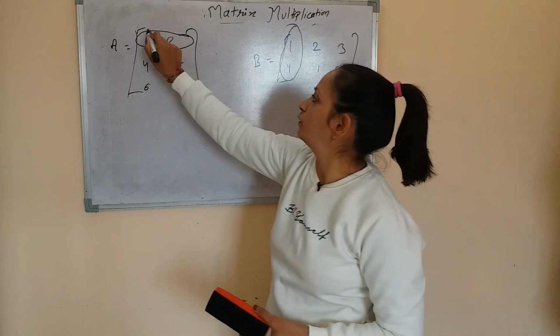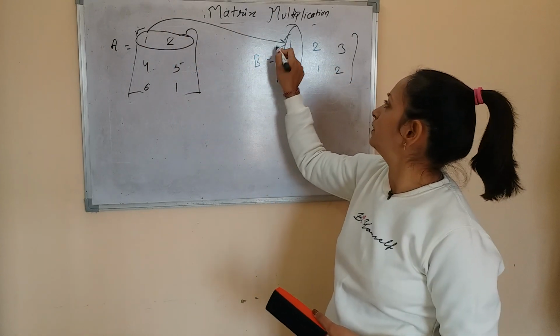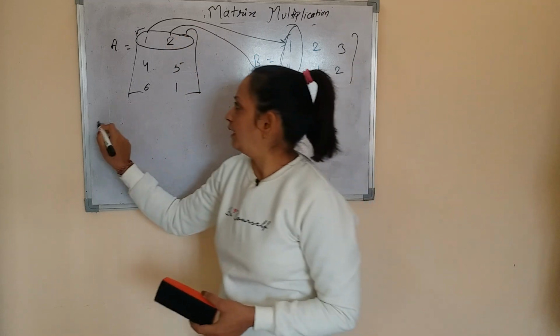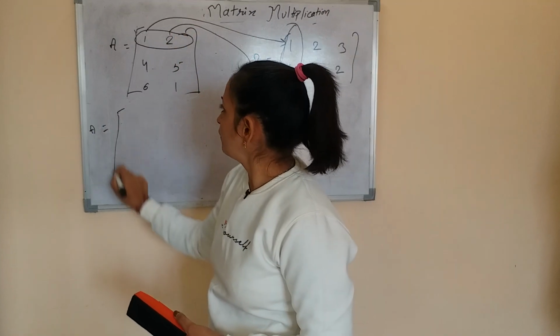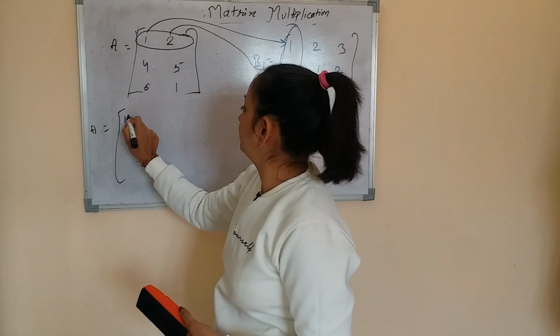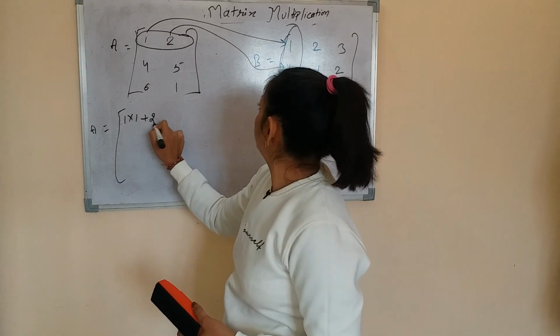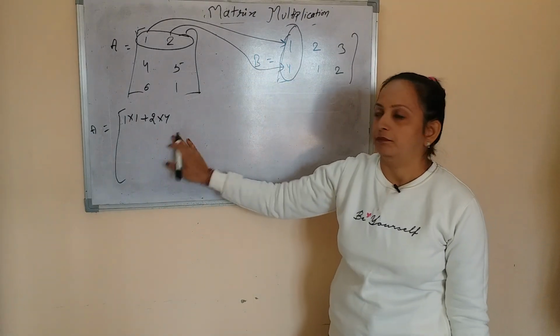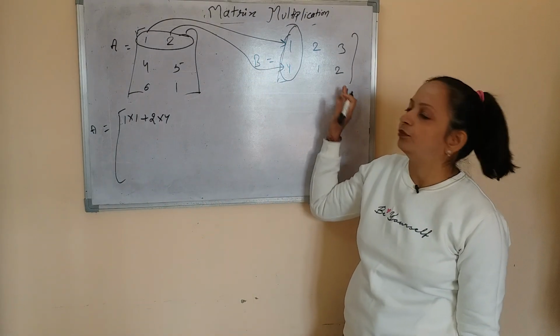Okay, so what I am going to do is multiply this 1 to this 1, multiply this 2 to this 4, and add a plus sign. So what I am going to do, 1 into 1 plus 2 into 4. Okay, till now we have done that, but now here we are having two more columns.